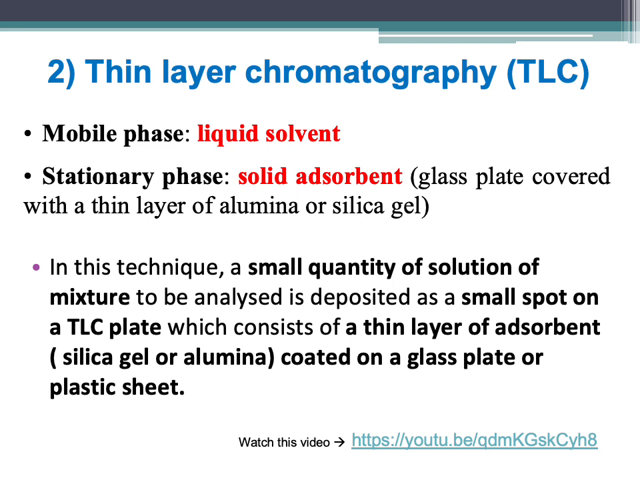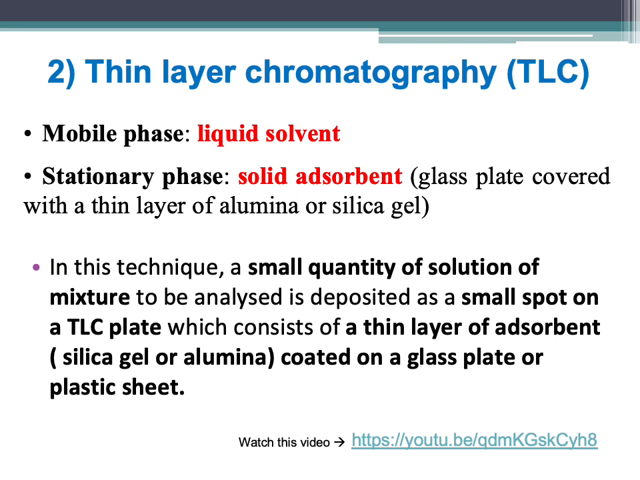Okay, this is for the second type of planar chromatography. That is thin layer chromatography. Okay, the short form is TLC, thin layer chromatography. So for this thin layer chromatography, the mobile phase is a liquid solvent, and the stationary phase is a solid adsorbent. So from here you can see that it is adsorbent. So we have the glass plate covered with a thin layer of alumina or silica gel. So this alumina or silica gel is an adsorbent.